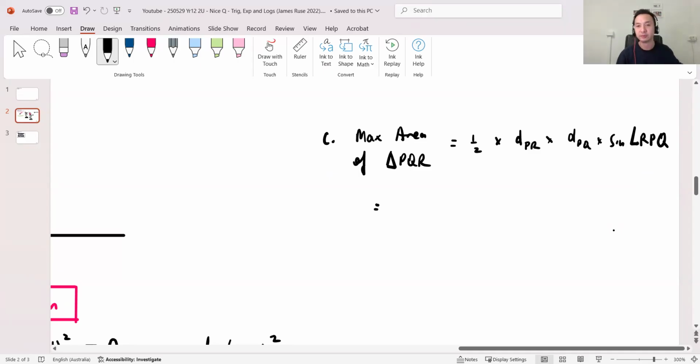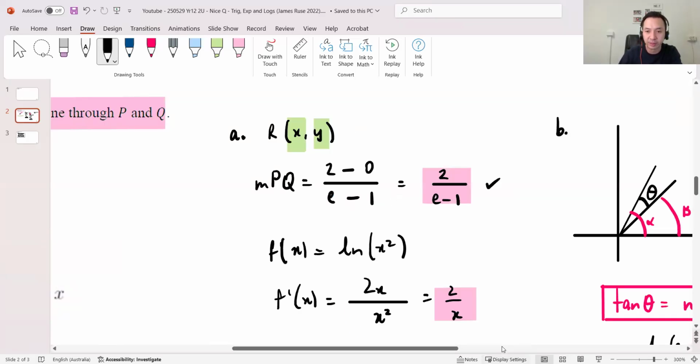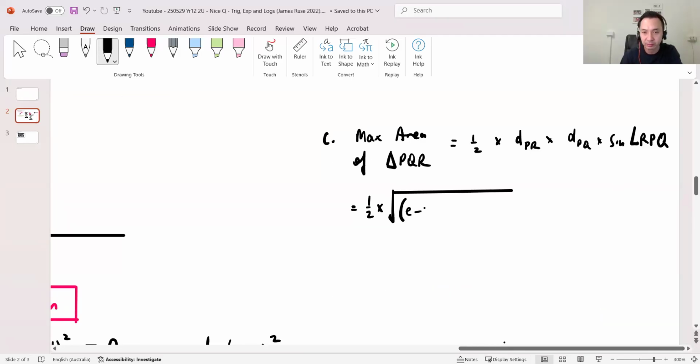So that equals, I can do it all in the same calculation, a half times square root. Now PR will be x2 minus x1 squared, so PR will be e minus 1 minus 1, so that's e minus 2, squared, plus y2 minus y1. R is just ln of (e minus 1) squared, on the calculator, times square root.